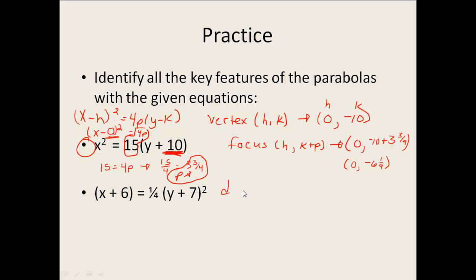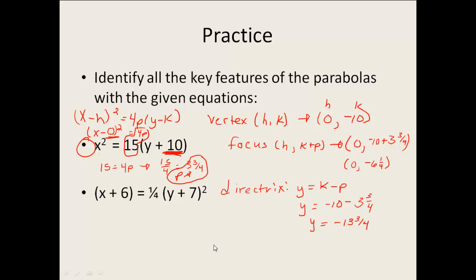And then the second to last one, my directrix. My directrix, according to my flipbook, says that I have y equals k minus p. Well, I'm going to have y equals, and now my k, I pull off from my vertex again, is negative 10, minus the p is 3 3/4, so my directrix is y equals negative 13 3/4.